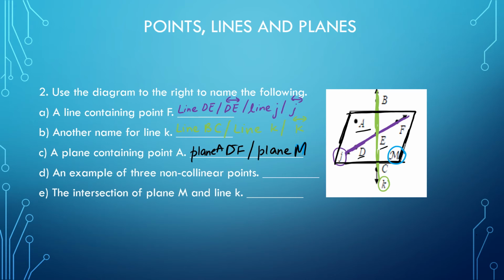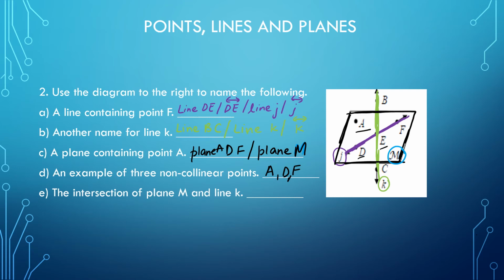Part D, an example of 3 non-collinear points. We already wrote down the 3 points for the plane, which are non-collinear, so we can just say it's A, D, F. I'm separating them with a comma in between them because I'm naming the points now. I'm not naming the plane anymore.